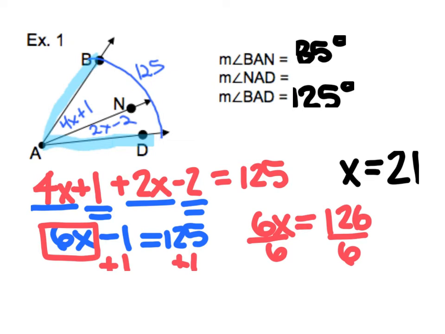Then for angle NAD, we still plug in that same 21 for the x, but we have 2 times 21 minus 2, which gives us a total of 40 degrees. Now here's the nice thing, you should be able to check yourself here. 85 plus 40 should give me a total of 125 if we did this correctly. So notice I took the two smaller ones, added them together to check if I got what the angle was for the bigger one, and it does check out.